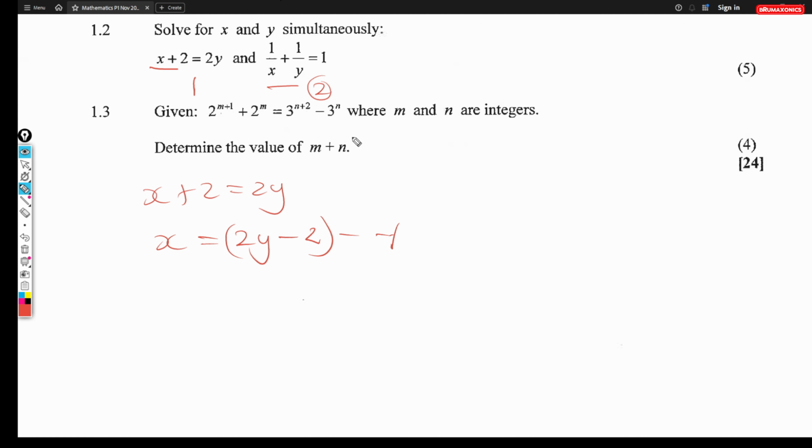And then we have to substitute 1 into 2. That will be 1 all over 2y minus 2, and then plus 1 all over y is equal to 1. This is actually the simplest according to my comprehension, because we can now try to eliminate the complexity of this particular equation.